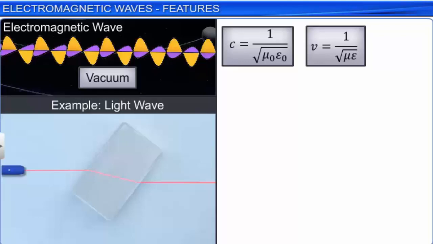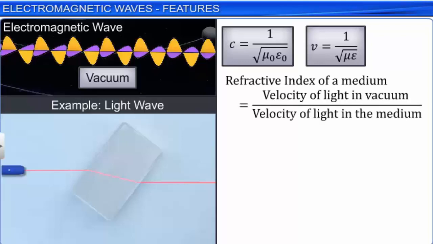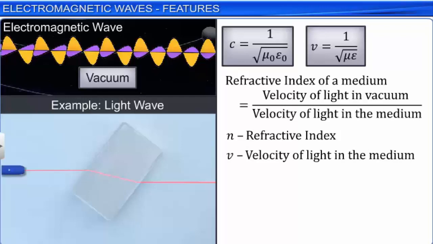Refractive index of a medium is defined as the ratio of velocity of light in vacuum or free space to the velocity of light in the medium. Consider N as the refractive index of a medium, V as the velocity of light in the medium, and C as the velocity of light in vacuum. Then, the refractive index N is equal to C by V.